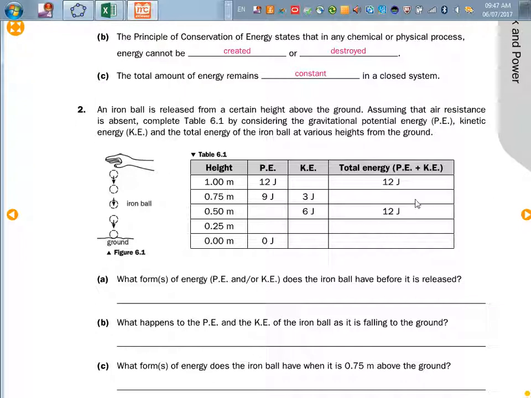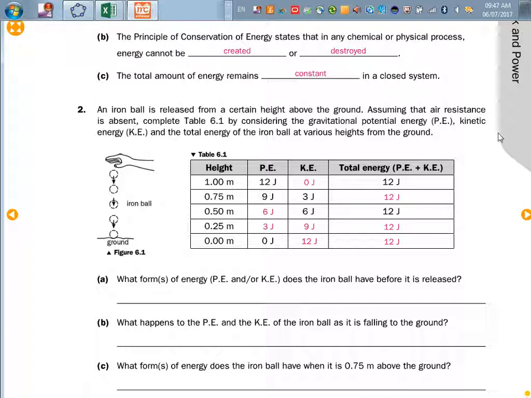So since this is 12, the first row, what will the kinetic energy be? 0. Okay, 0, see, all here, all 12. So just simple addition and subtraction. Make sure all of them add up to be 12. So check your answers. It's correct. Put a tick.